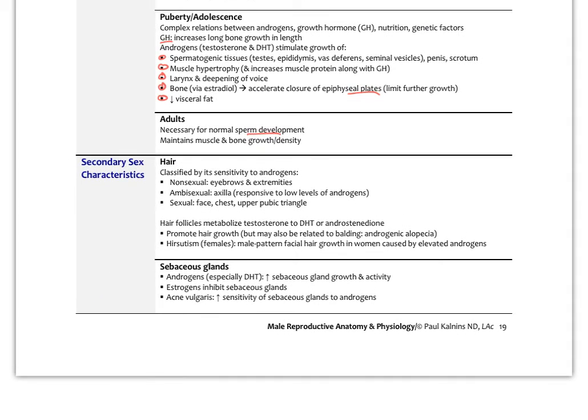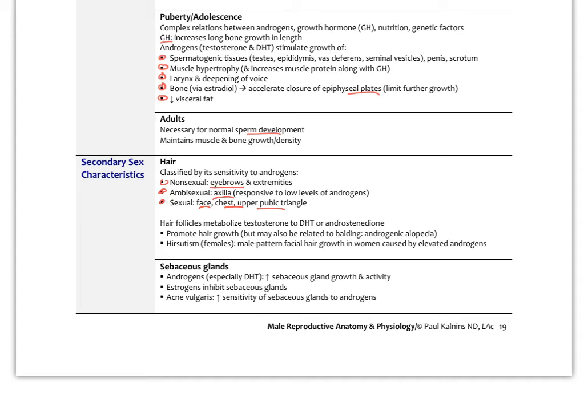Secondary sex characteristics on hair are primarily through dihydrotestosterone. We can actually classify hair based on its sensitivity to androgens. Non-sexual hair would be things like eyebrows and extremities. Remember, eyebrows are influenced by thyroid. So with low thyroid, we start to see eyebrow thinning or loss of eyebrow hair on the lateral edges. There's ambisexual hair, which is in the axilla, and it's responsive to low levels of androgens. And then sexual hair is facial hair, chest hair, and hair in the upper pubic triangle.